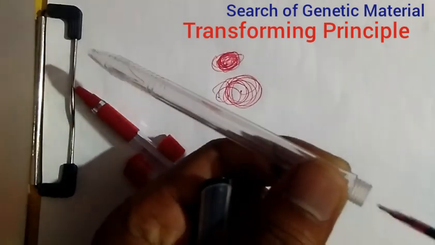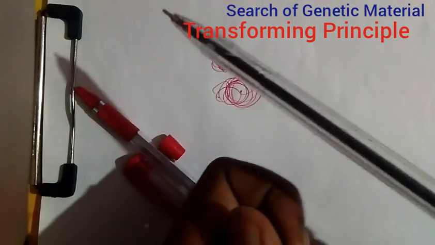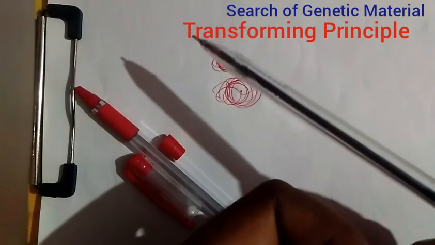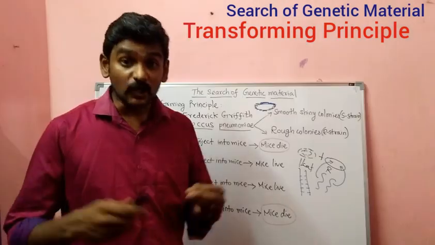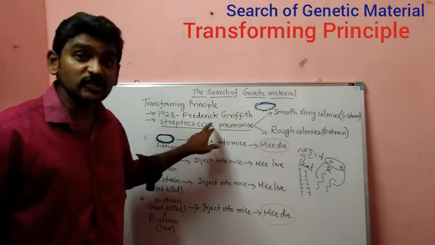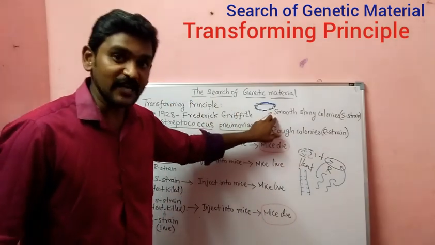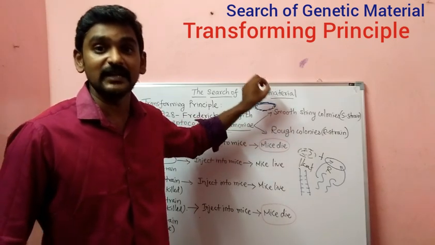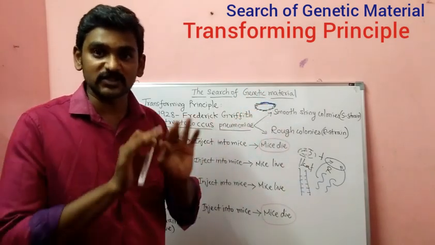In the upcoming session I will be explaining the biochemical process by which we find whether DNA, RNA or protein is the transforming principle. So in conclusion, Streptococcus pneumoniae consists of two types of strains. One is the smooth strain, one is the R strain. The smooth strain is the virulent strain responsible for causing the disease called pneumonia. The R strain is a normal strain, it will not cause the disease.